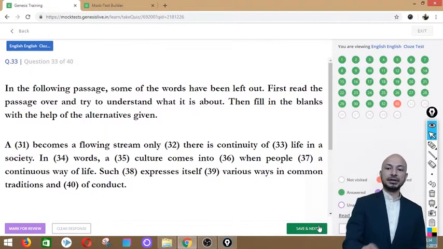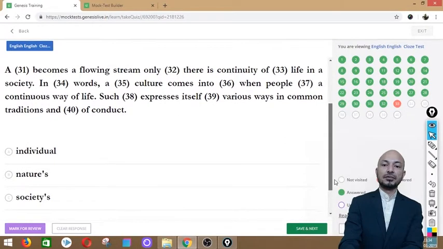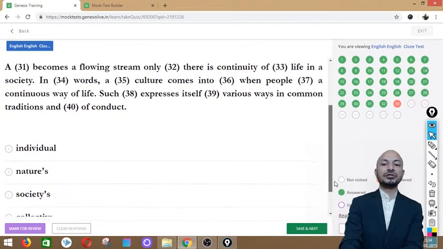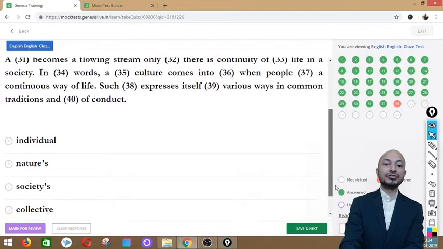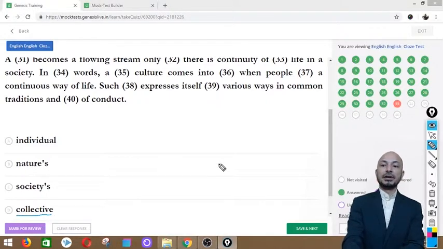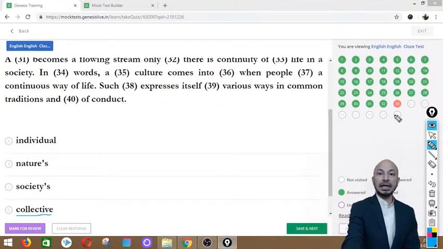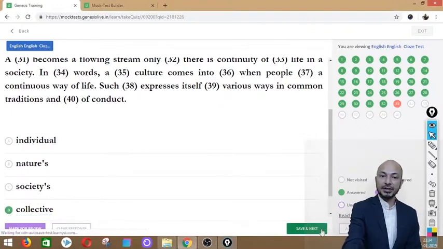So we come to 33 and scroll down again. A culture becomes a flowing stream only when there is continuity of dash life in a society. So is it individual life? Is it nature's life? Is it society's life? Or is it collective life? And the correct answer is option D, which says collective life. Only when there is continuity of collective life in a society. So we go ahead and click option D and say save and next.